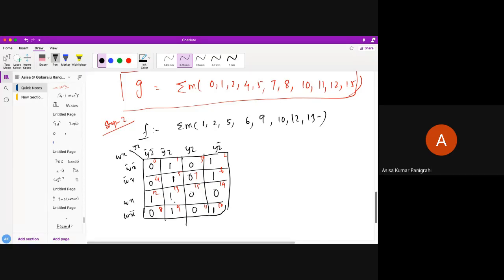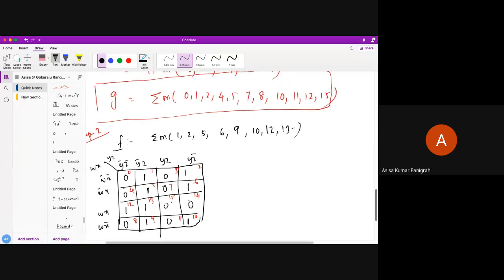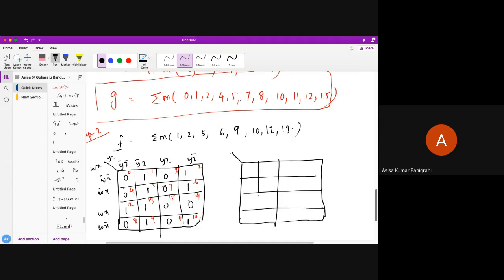Now similarly G. How to put G over here? This is my function G. I can construct G also the same way. So 16 cells will be present because this is also a 4 variable K map. I'll construct G like this: w, x, y, z. So this is my y bar z bar, y bar z, y z, y z bar, w bar x bar, w bar x, w x, w x bar.